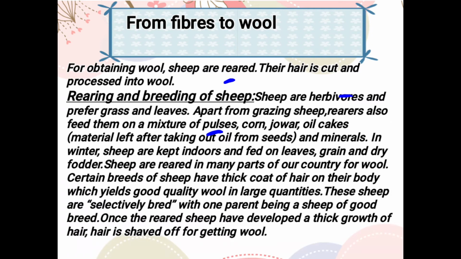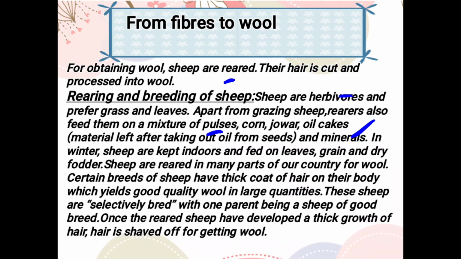Now what is oil cake? Oil cake is a material that is left over after taking out the oil from the seeds. Once the oil is taken out from the seeds, a leftover material remains, a little bit black or dark brown in color. That is called oil cake. So oil cake is also fed to these sheep, and they are also fed different kinds of minerals.